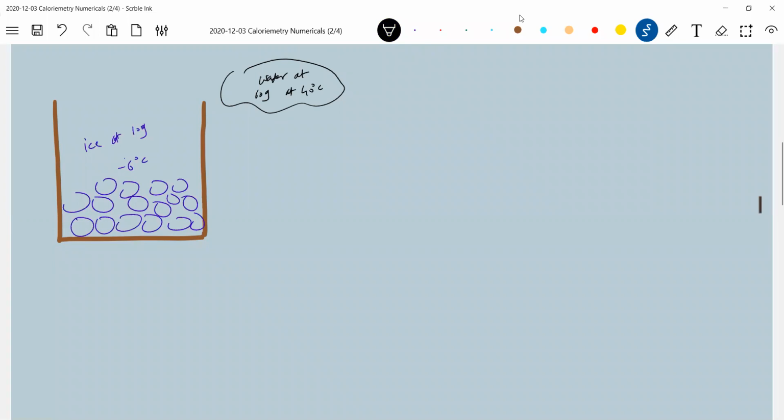60 gram of water at 50 degrees Celsius is added. Water equivalent of calorimeter is 5 gram. What will be the final temperature of this one? Okay, work out now.